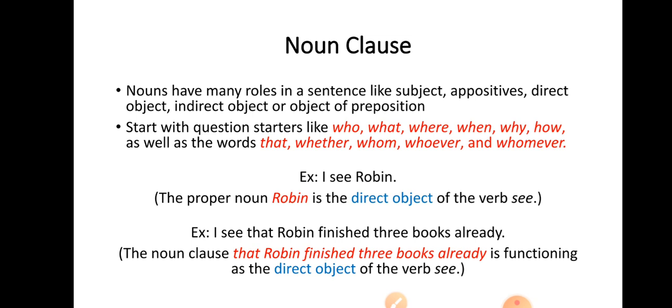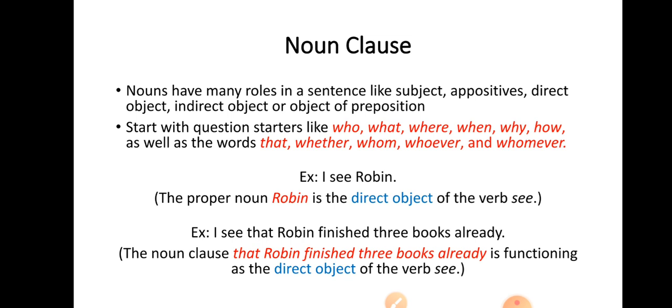So these noun clauses start with question starters like who, what, where, when, why, how, as well as words like that, whether, whom, whoever and whomsoever.